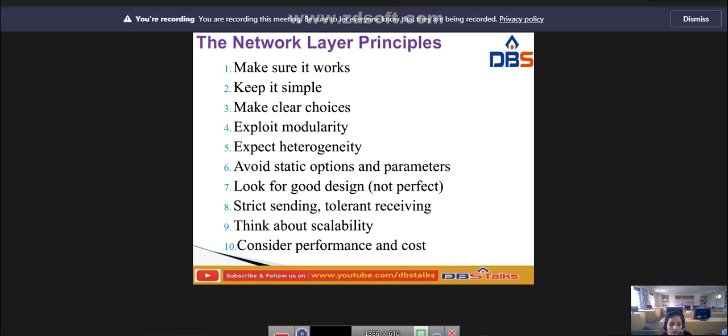So we will now consider 10 principles: make sure it works, keep it simple, make clear choices, exploit modularity, expect heterogeneity, avoid static options and parameters, look for a good design, not a perfect one, be strict when sending and tolerant when receiving, think about scalability, consider performance and cost. So these are the 10 principles available in the network layer.